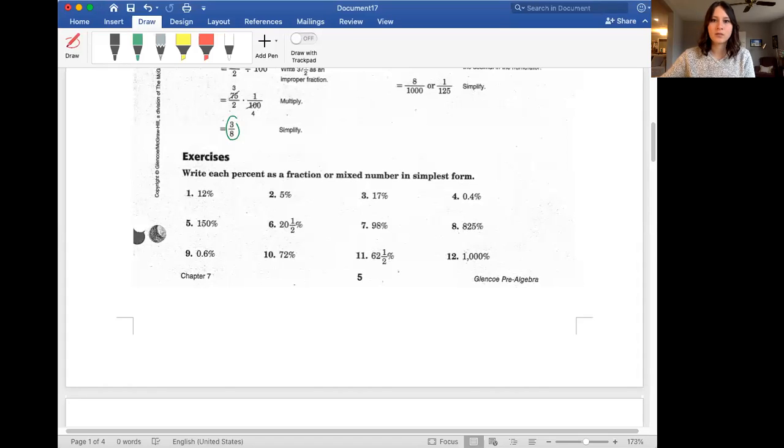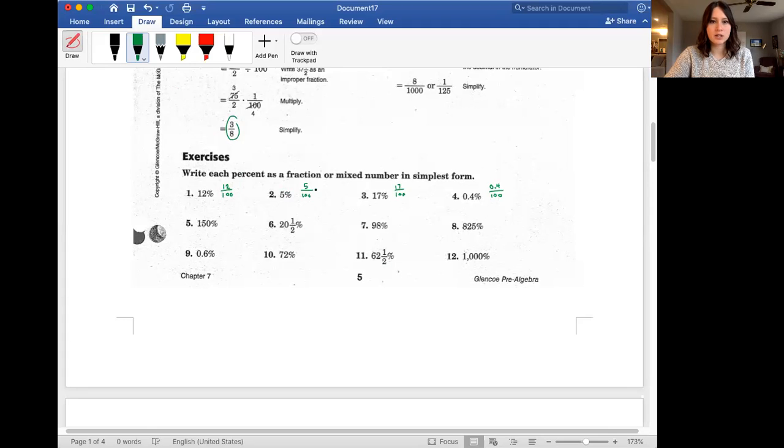So make sure you reduce all your fractions. That's just another thing we're going to review. So writing this, if you want to just write them as the fraction first, right? Just get in the habit, okay, 5 out of 100, right? This would be 17 out of 100. This would be 0.4 out of 100, right? You could do a few of these and just recognize, okay, these are all out of 100. And then we can reduce.